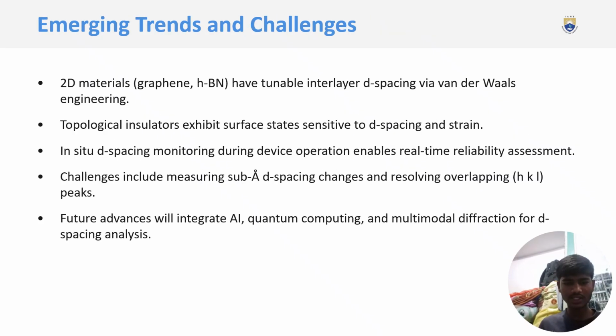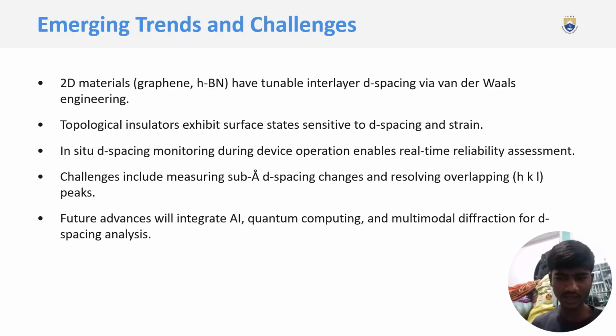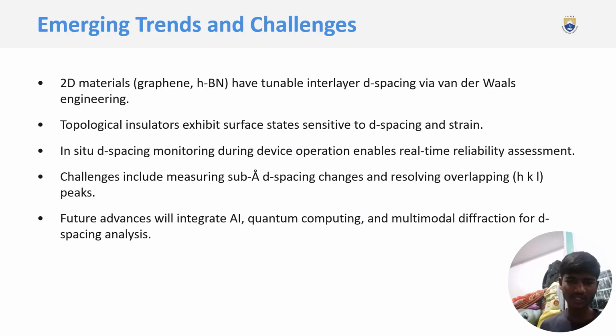Emerging trends and challenges. 2D materials like graphene have tunable interlayer d-spacing via van der Waals engineering. Topological insulators exhibit surface states sensitive to d-spacing and strain. Challenges include measuring small d-spacing changes and resolving overlapping HKL peaks.